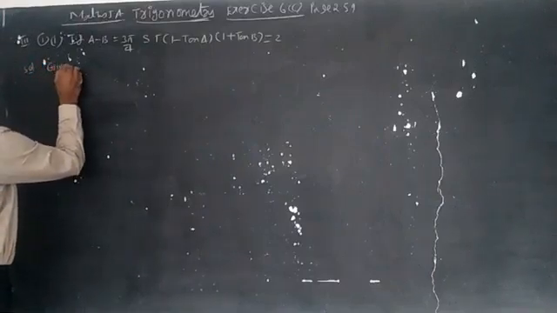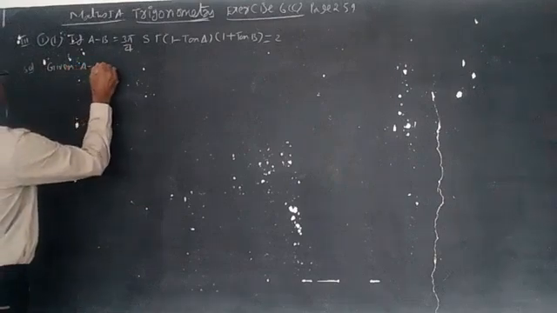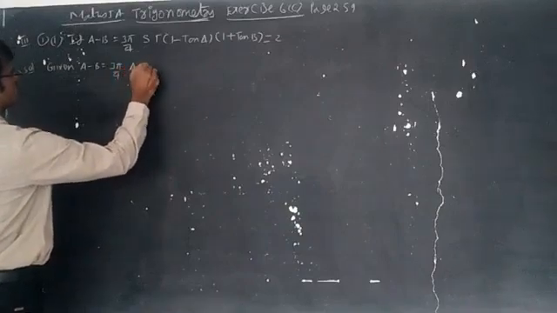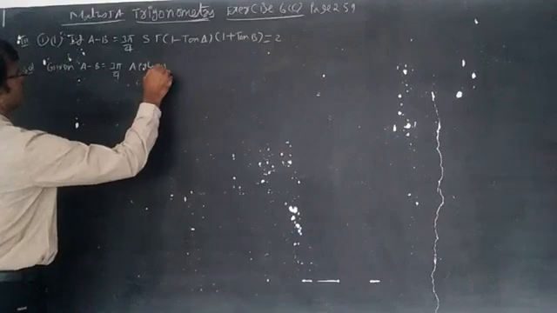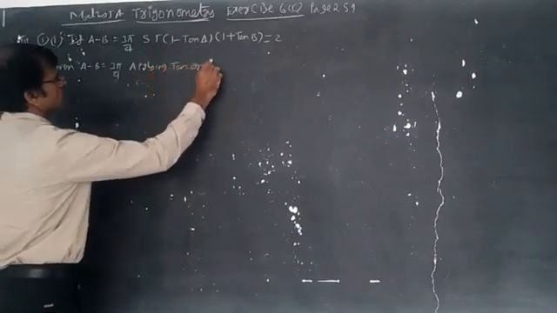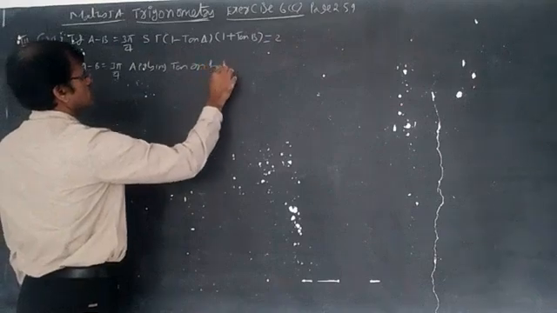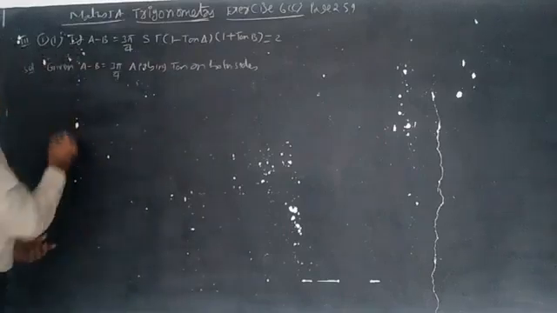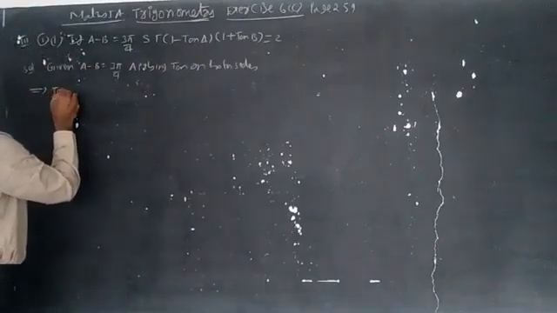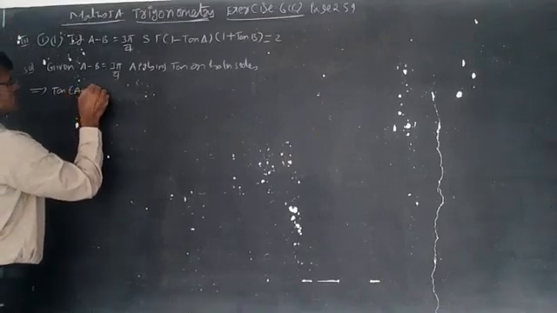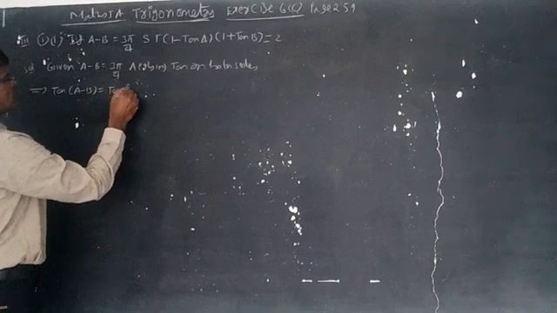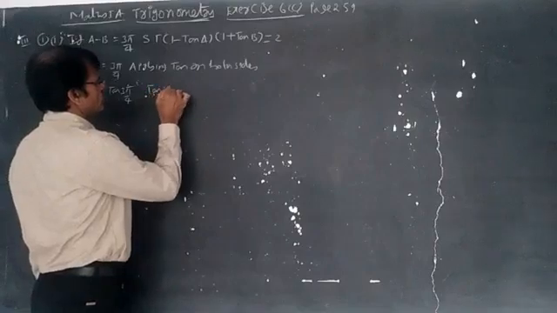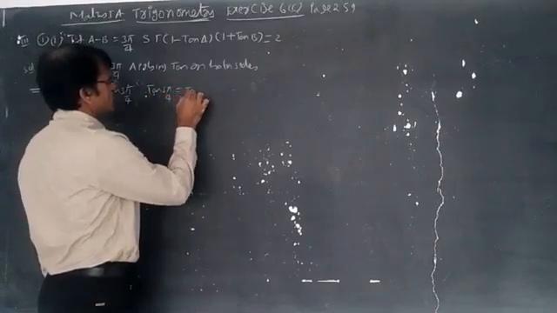Given a minus b is equal to 3 pi by 4, so applying tan on both sides, that implies tan of a minus b is equal to tan 3 pi by 4. Here tan 3 pi by 4 means tan of 135 degrees.